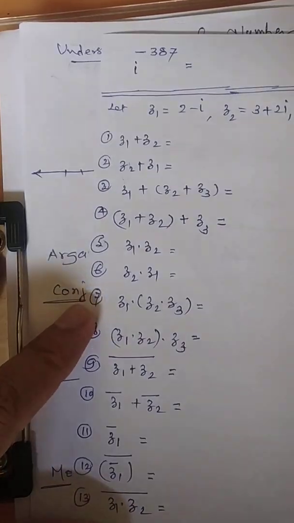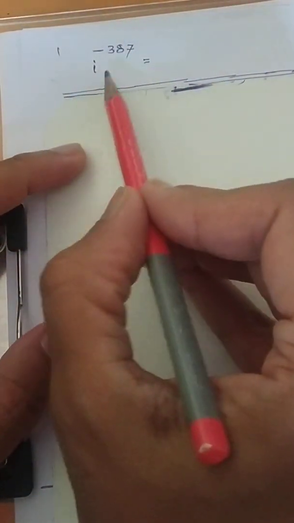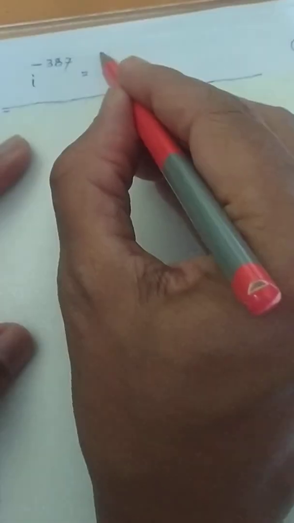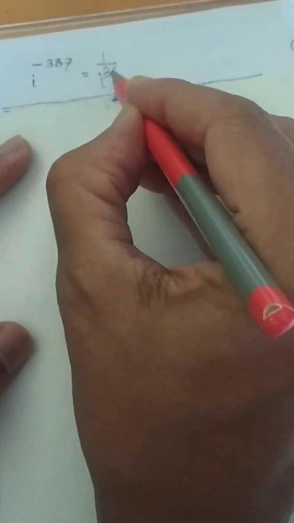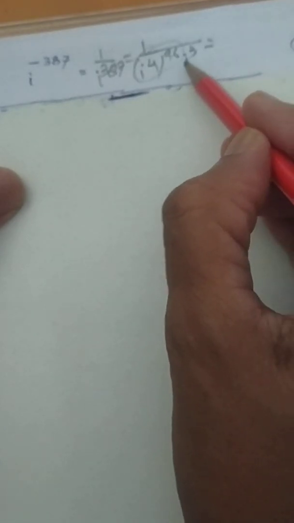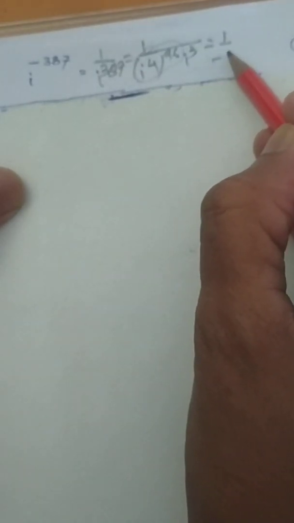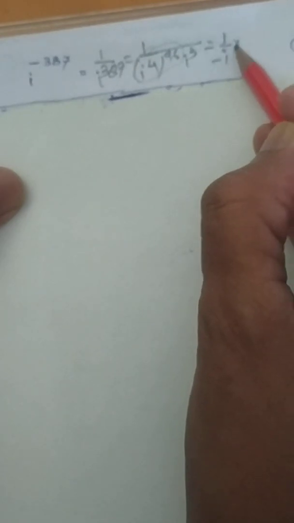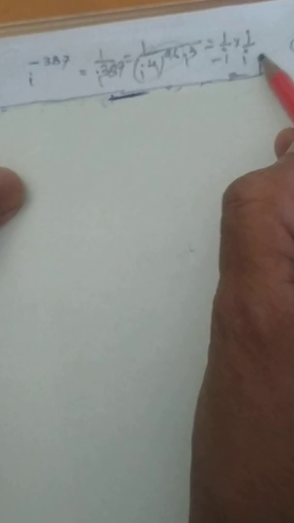Quickly I will just show something else. Just one more question. Suppose it is asked i raised to power minus 387. So what you can do is 1 upon i raised to power 387, and it will be 1 by i raised to power 4. Again you can divide by that 4 only. This will again be 1 only. i cube is nothing but I can write 1 by minus i. Again multiply by i, and if you simplify you will get the value as i only.